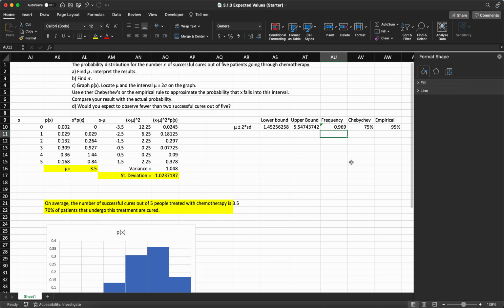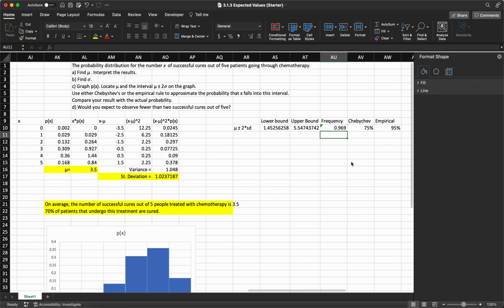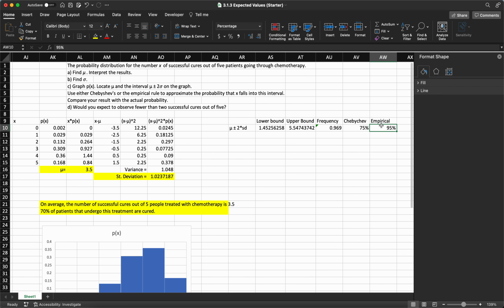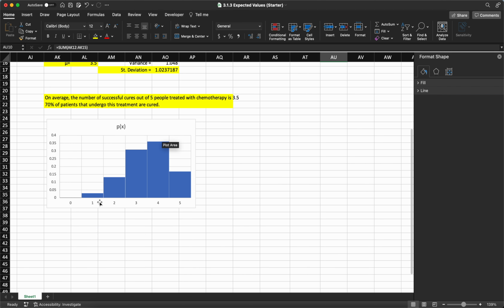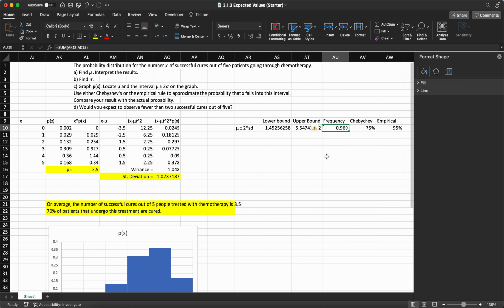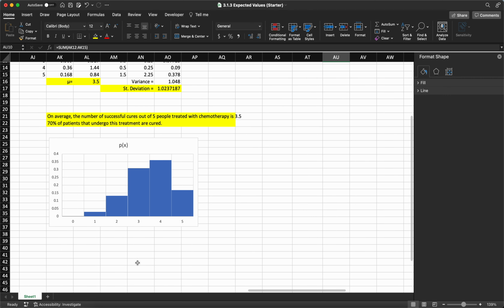And it's telling me that there's a 96.9% chance that we're going to fall within this interval. So this is much closer to the empirical rule than it is to Chebychev's. And so I would say, yeah, this is looking like normally distributed data. Knowing that 96.9%, about 97% of the time, our values are going to include 2 to 5, we're going to be within 2 standard deviations.